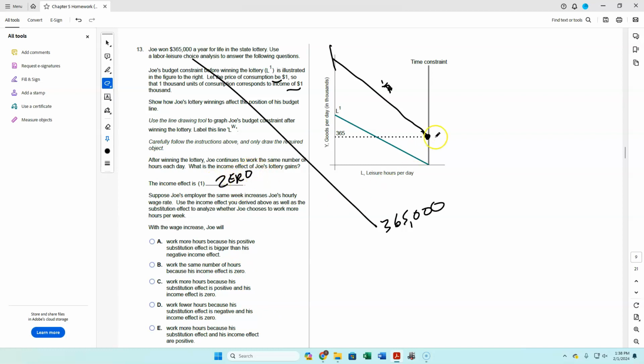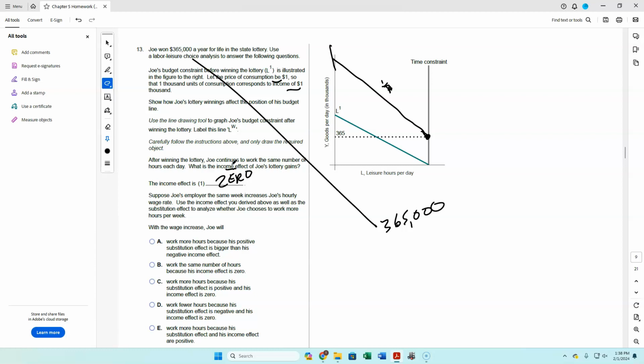It's zero because in this case, at least if the person's going to keep working the same number of hours each day as they did before, then they didn't change how much leisure they had, which is what they're purchasing. They didn't change how much leisure they had based on having more income. So the income effect would be zero.